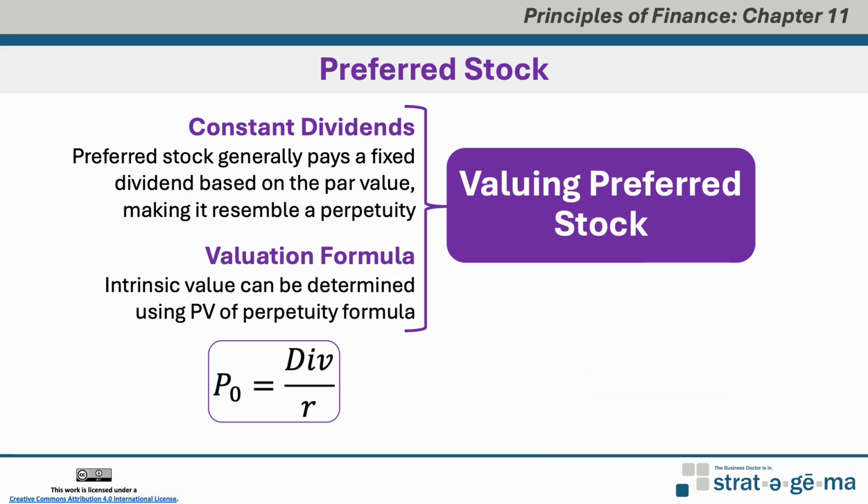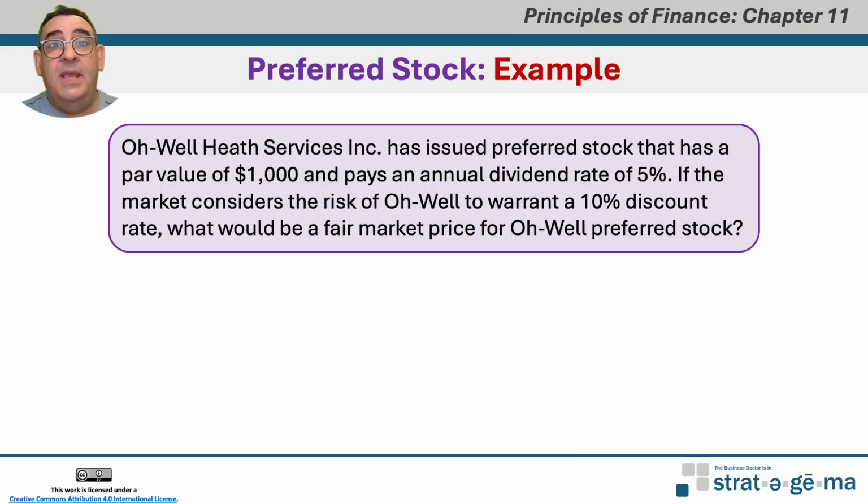That's it. So here's a real simple example. Let's say that Well Health Services has issued some preferred stock with a par value of $1,000 and pays an annual dividend of 5%. If the market considers the risk of the company to warrant a 10% discount rate, what would the fair price be for that stock? So why don't you pause the video there and see if you can figure it out.